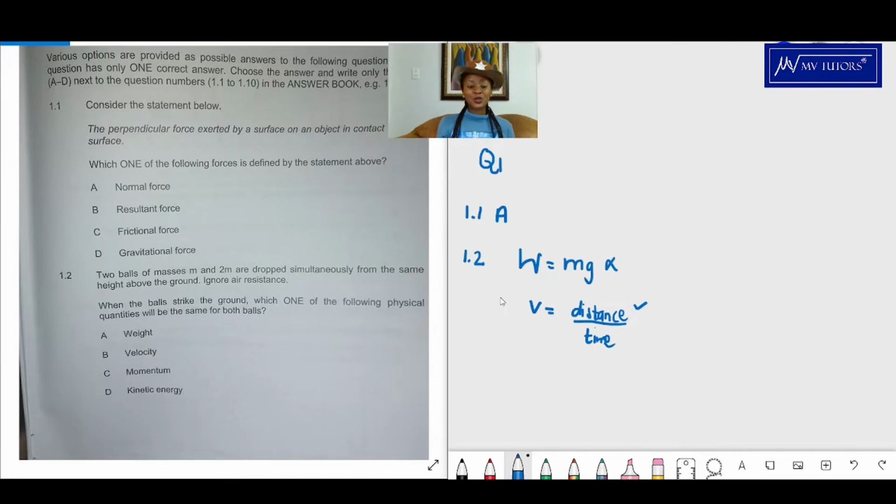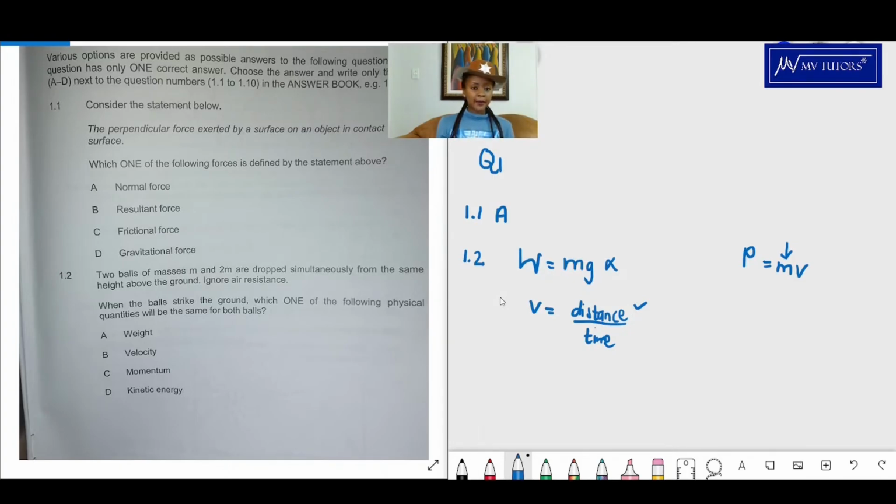If you drop two objects from the same height, without considering air resistance, would they reach the ground at the same time? Yeah, they would. So far, velocity seems to be winning. But let's have a look at momentum. If we have momentum over here, p is equal to mv. Again, the mass is different, so their momentums will definitely be different.